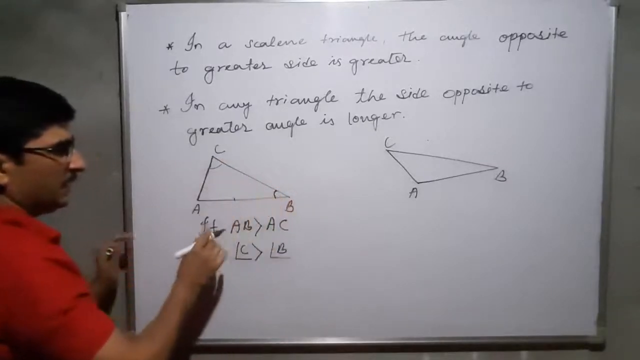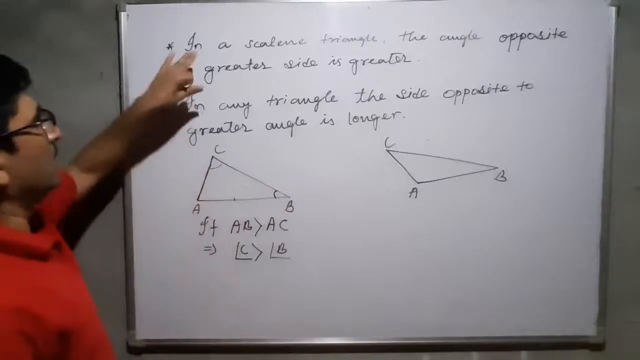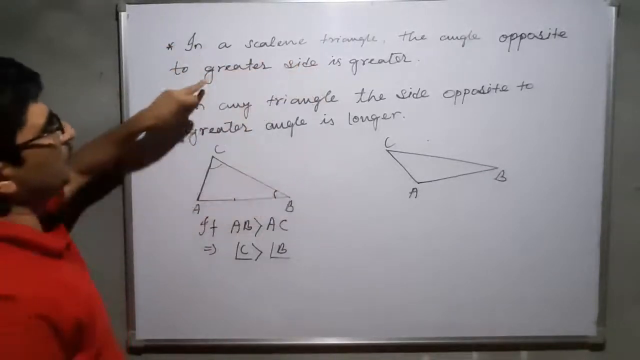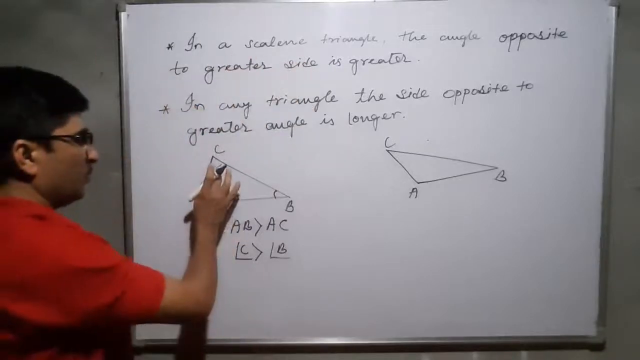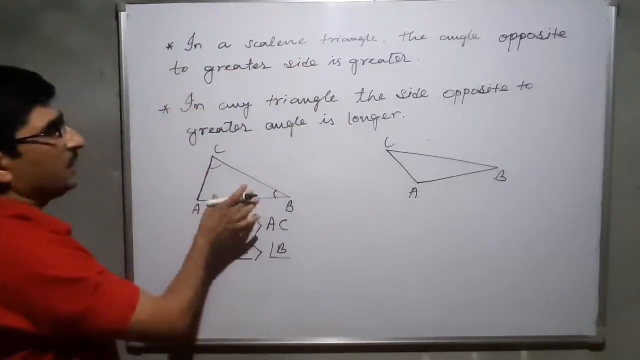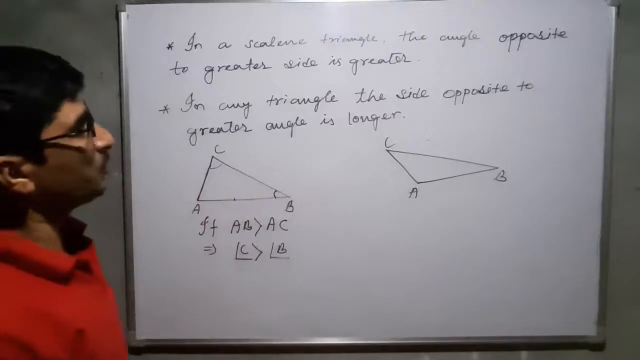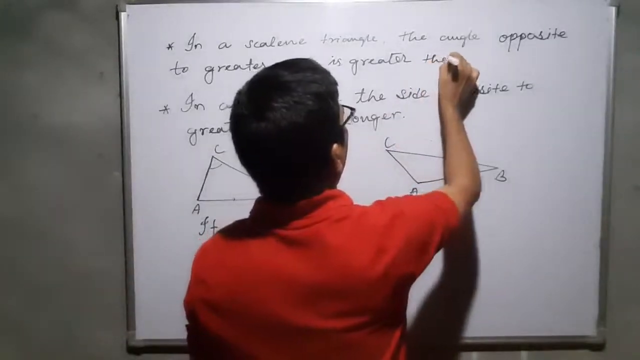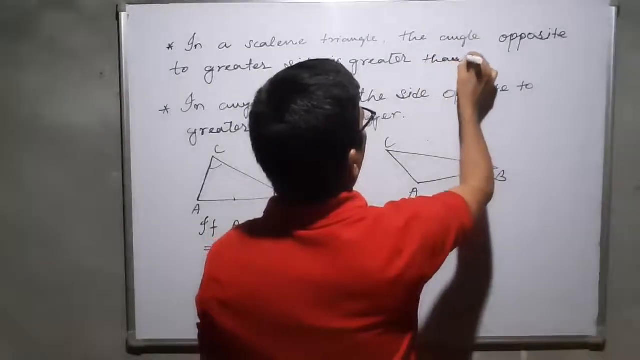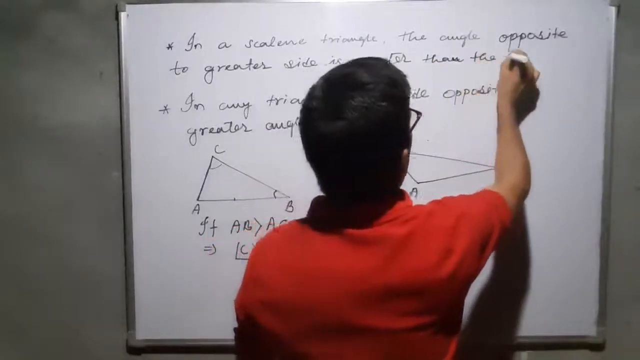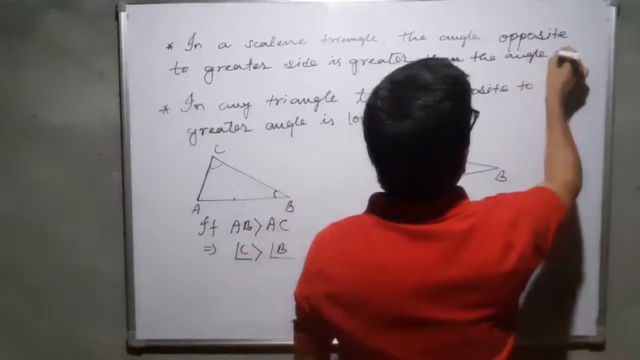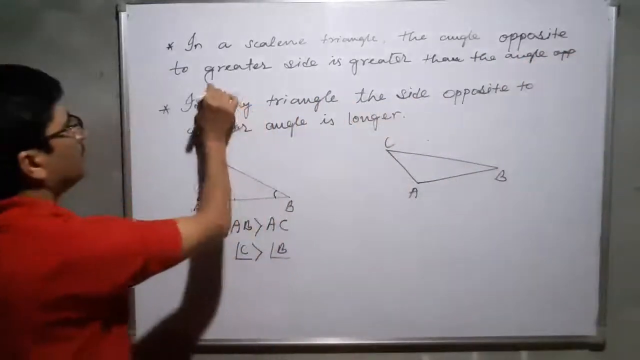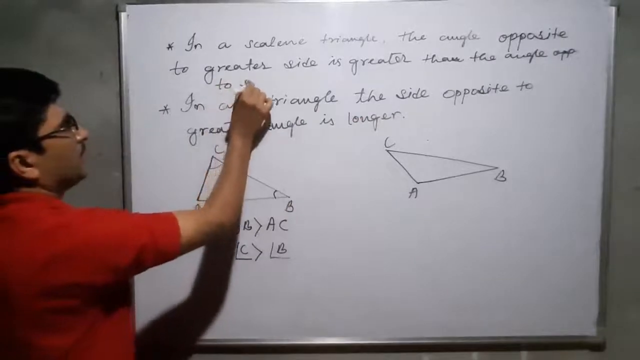So the angle opposite to the greater side is greater than the angle opposite to the smaller side.